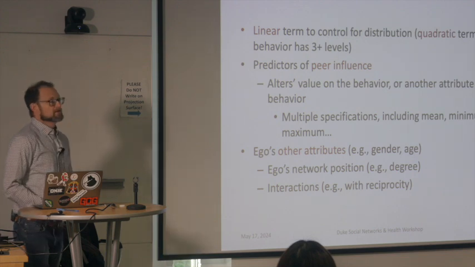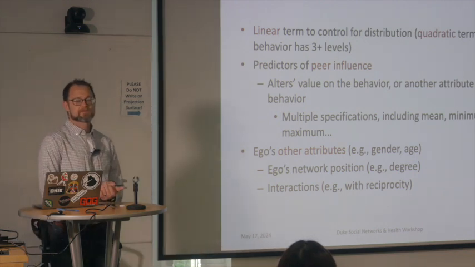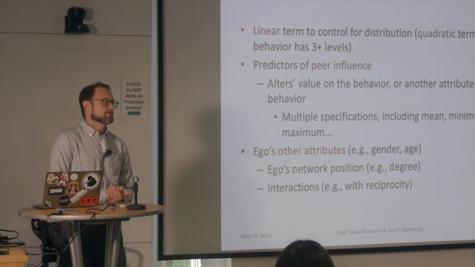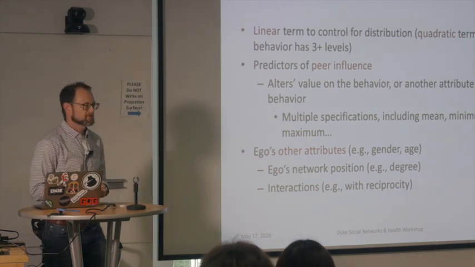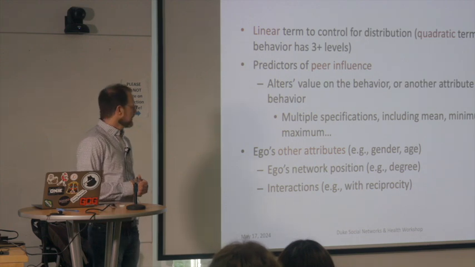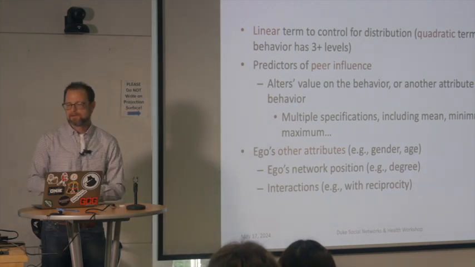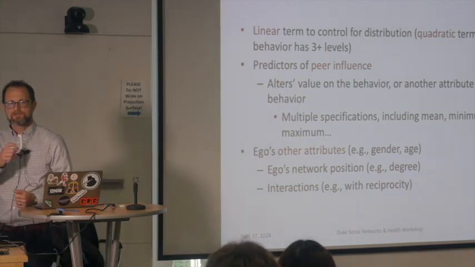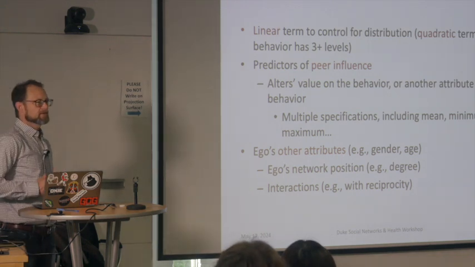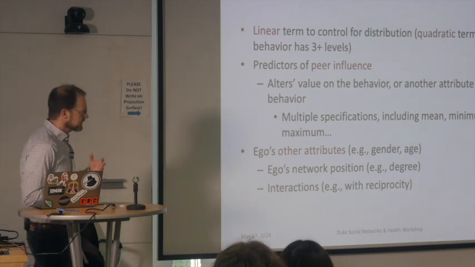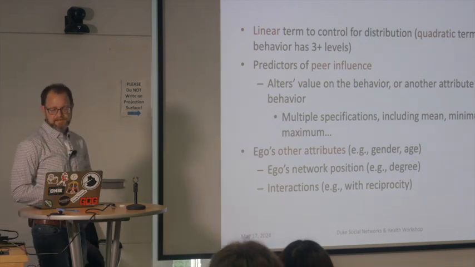That can include other aspects of an individual's position, though. We could include something like in-degree: how many people named me as a friend. We can put that in there, or other kinds of network effects, maybe closed triads. Maybe we think being within dense friendship groups has an effect on our outcome. We could put that in there. So we can have a number of different kinds of network effects.